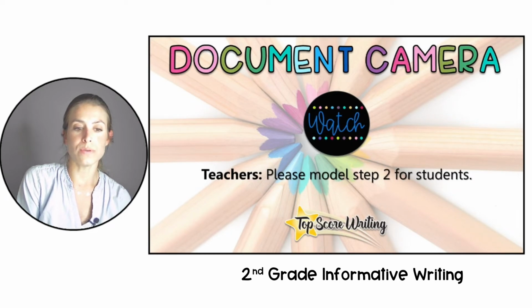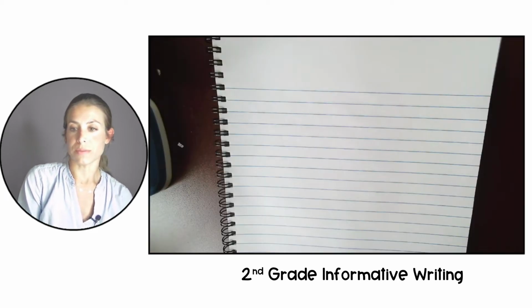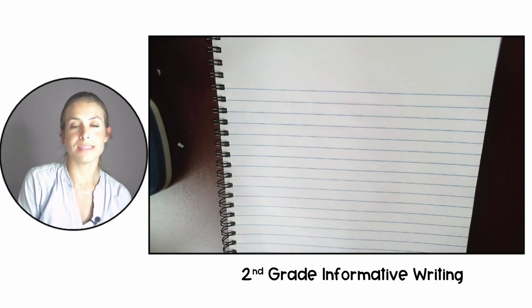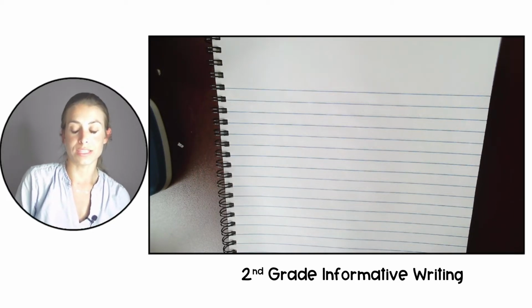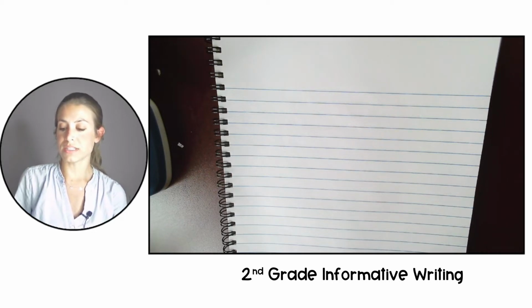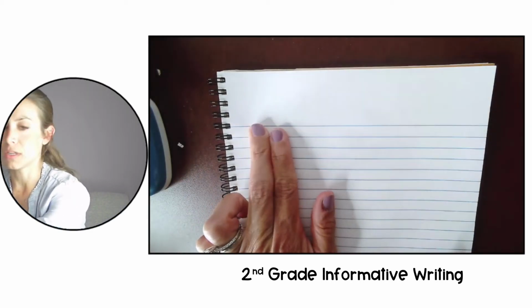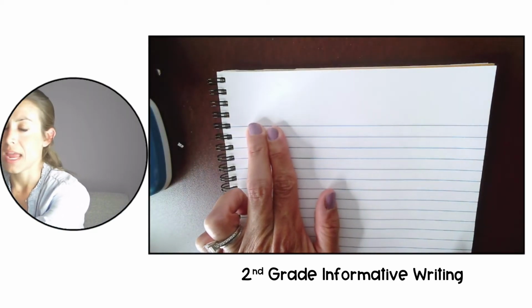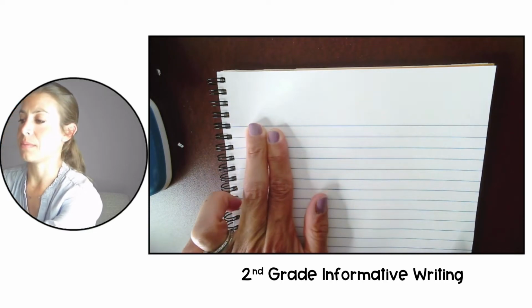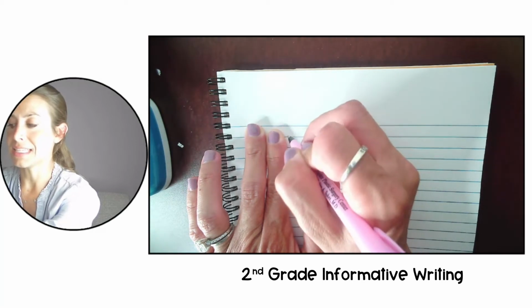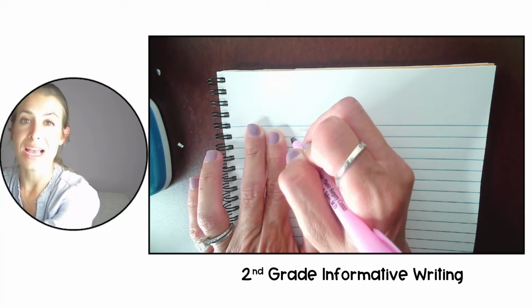So I'm going to show you my document camera, and we are going to write a fabulous C paragraph for this prompt. So the first thing that I want to do is I want to indent. So I'm going to start on my first line here, and I am going to indent because that's my first line of a new paragraph. And I need to state my summary sentence.